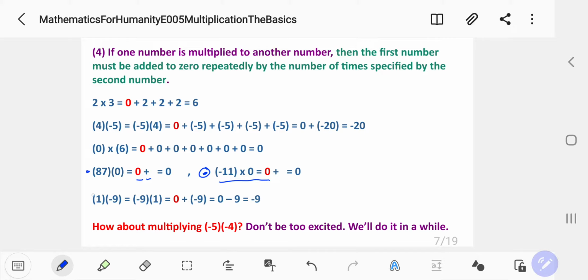And then the next example here is 1 times negative 9. Again, you can write this as negative 9 times 1, so you have 0 plus negative 9 added 1 time to 0, so you have 0 minus 9 equals negative 9.